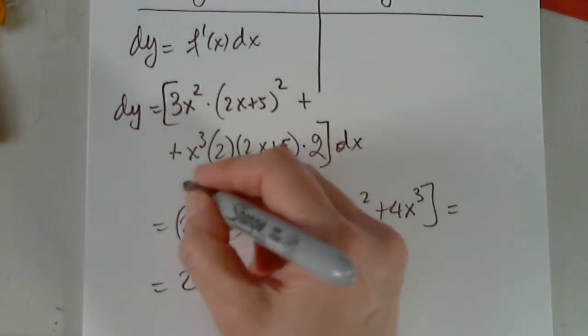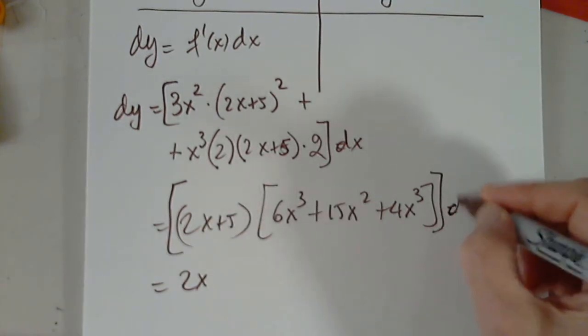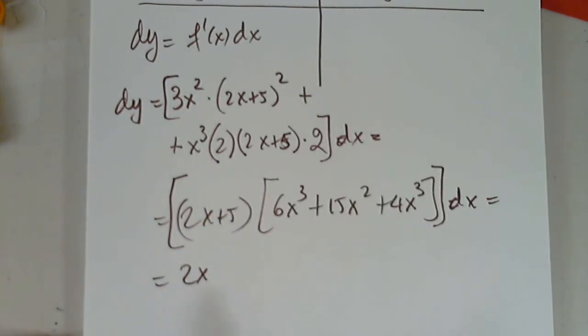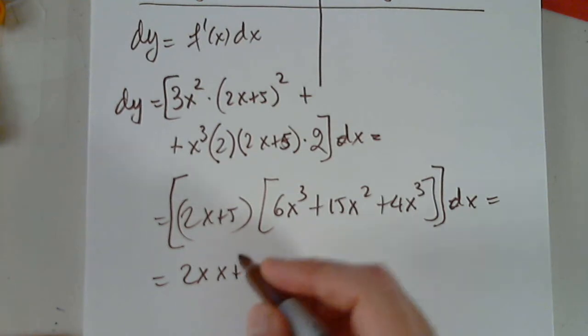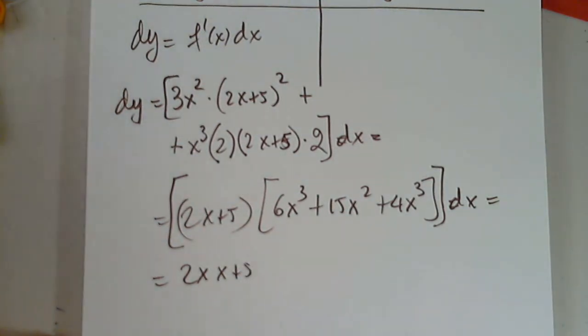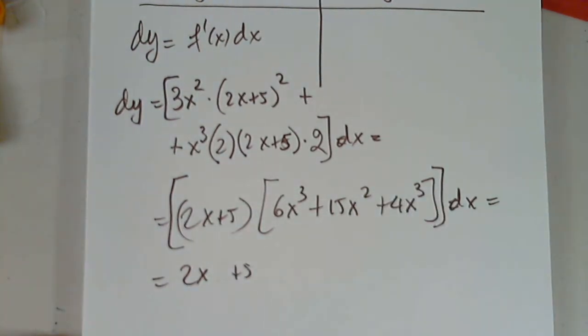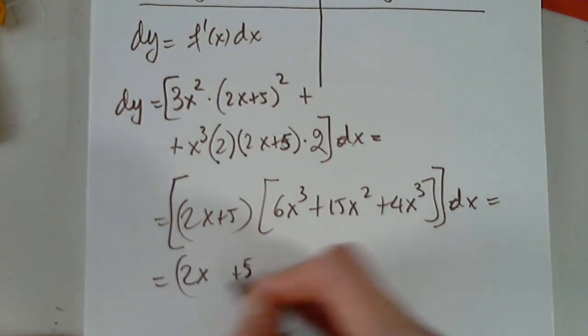Times dx, of course. Good, so 2x plus 5. Oops, I wrote x twice. There was no need to write x twice. So 2x plus 5 in parentheses.